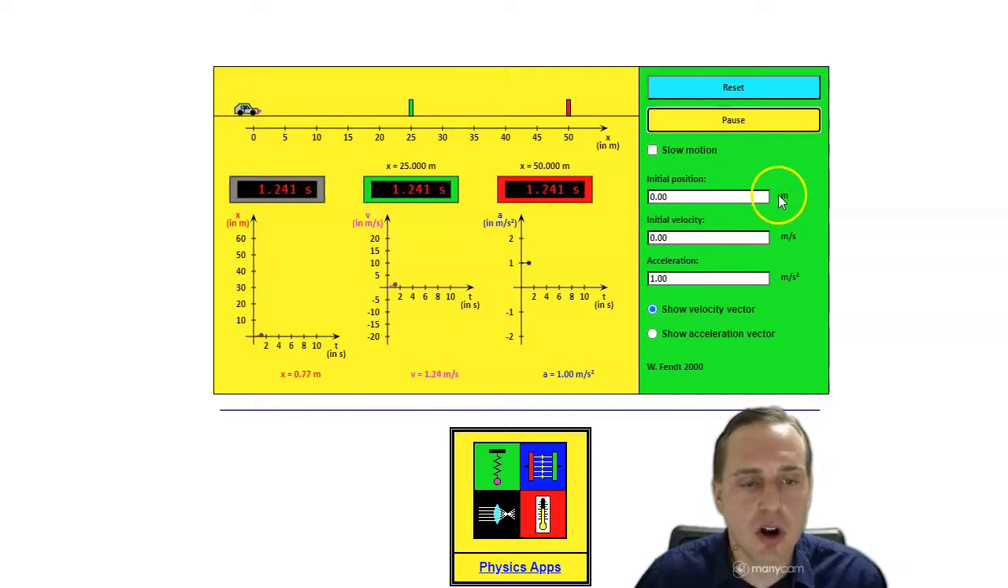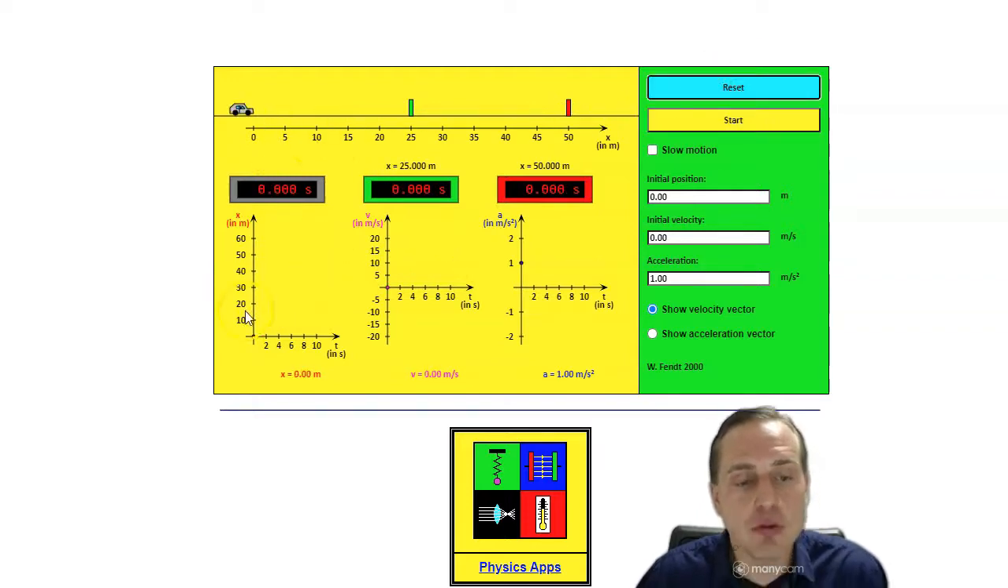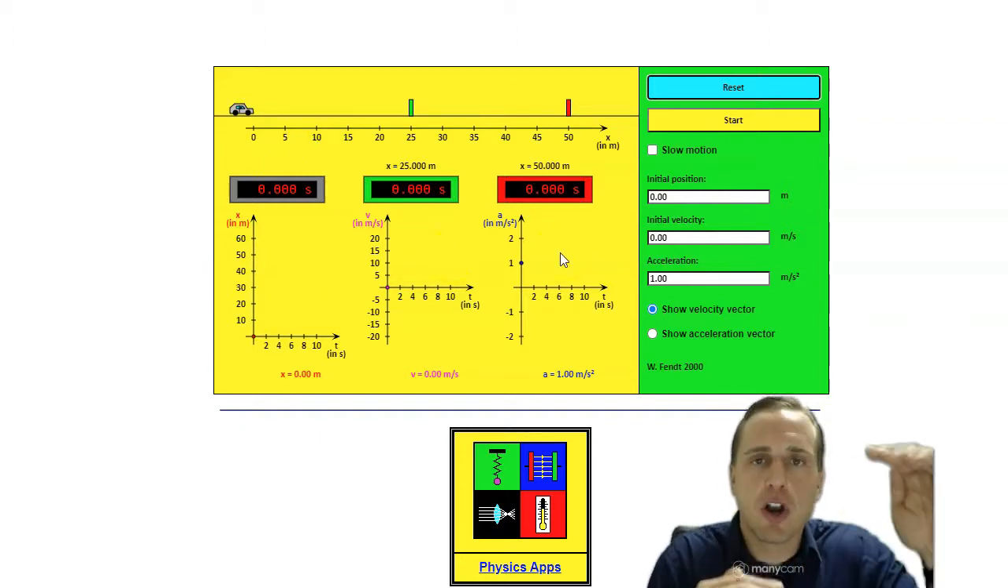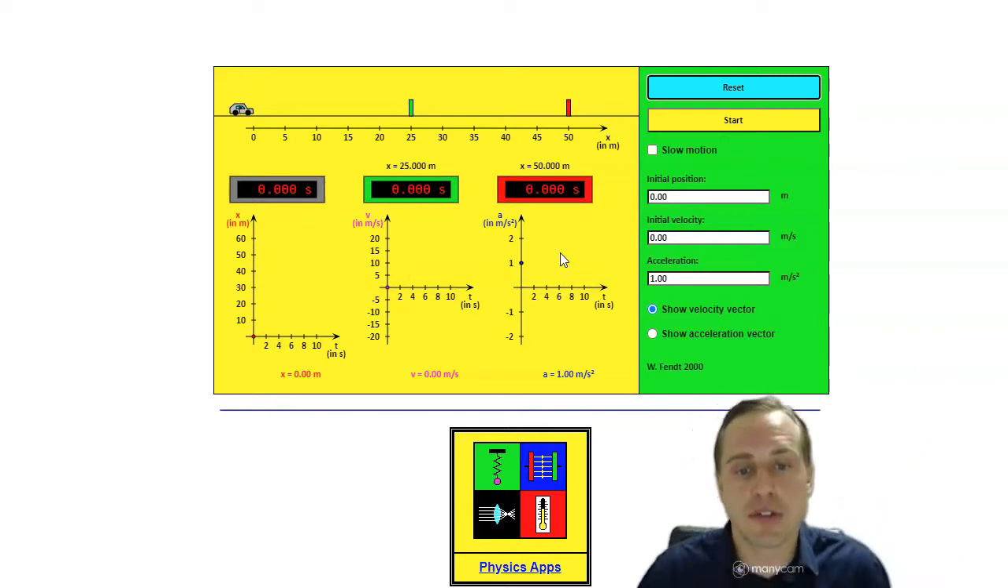So let's hit start. So look at this. The acceleration is constant with time. The velocity is sloping upward with time. Look at the position versus time. Indeed, it is quadratic. Now let's reset, and then if you looked at the graphs the first time around like I did, look at the car. If you looked at the car the first time around, look at the graphs.